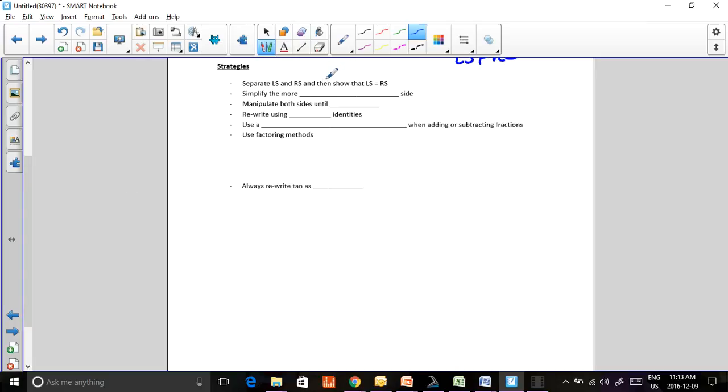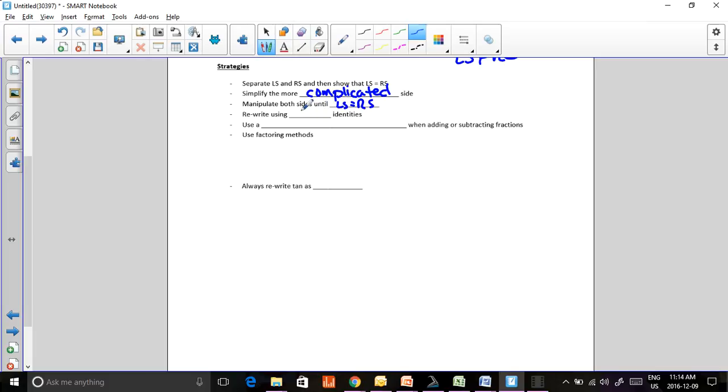This is a review for grade 11, but remember to separate your left side and your right side. Then you want to show that the left side equals right side, okay? Don't keep the equal sign going all the way down. You want to simplify the more complicated side first, and then you want to manipulate both sides until left side equals right side. So if both sides look kind of complicated, you probably want to work on one of them till it looks pretty simple, and then try to make the other one look the same as that simple version. If one side is simple already, you might not even have to mess with it. You just want to mess with the other side until it looks like the easier side.